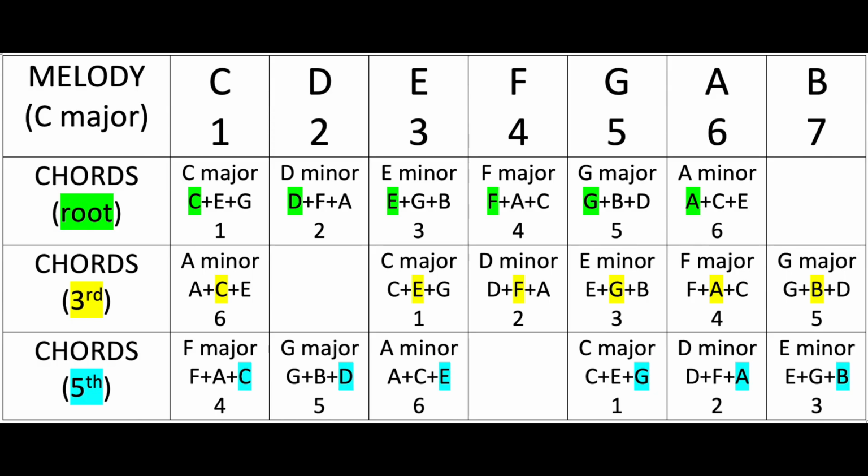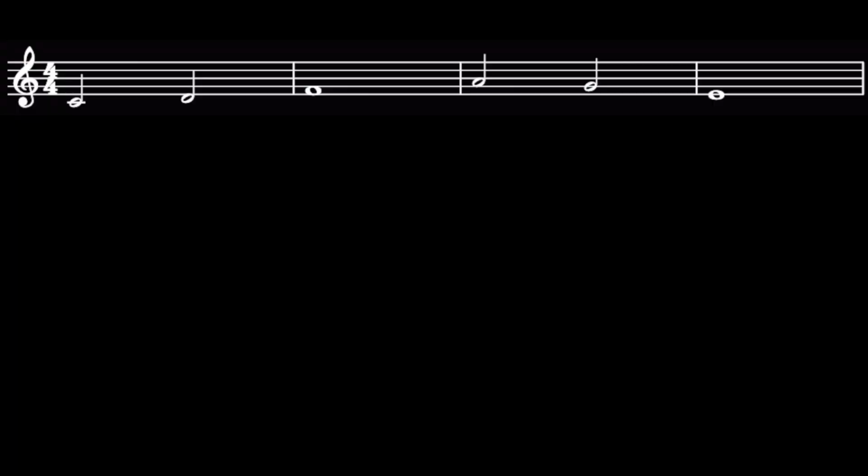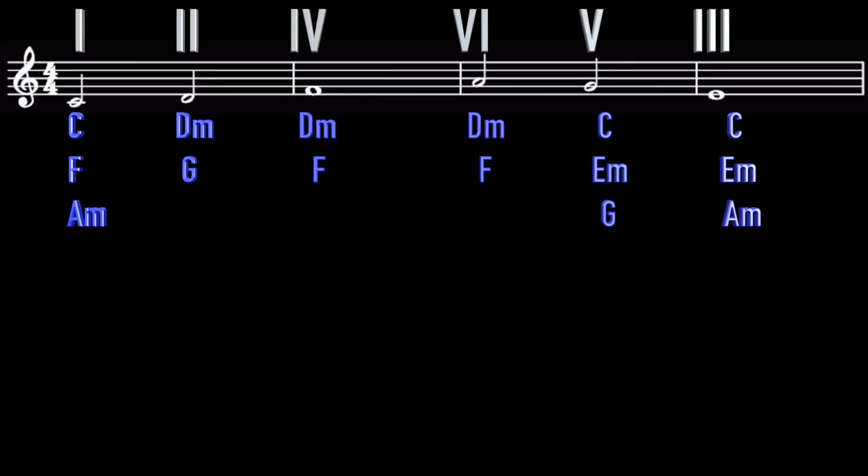The top of the table shows the scale notes with the number of degrees. The green shows the melody is the root, the yellow shows the melody is the third, and the aqua shows the melody is the fifth in each chord. The logic behind this system is that each chord includes the melody note as a chord tone.